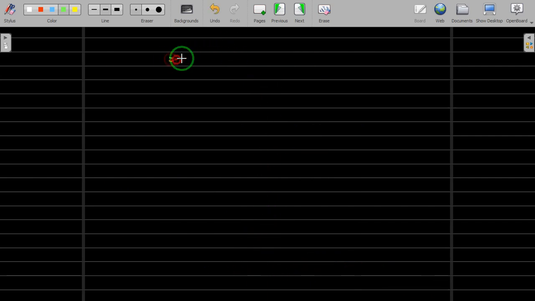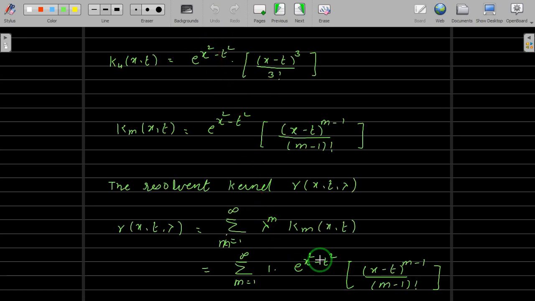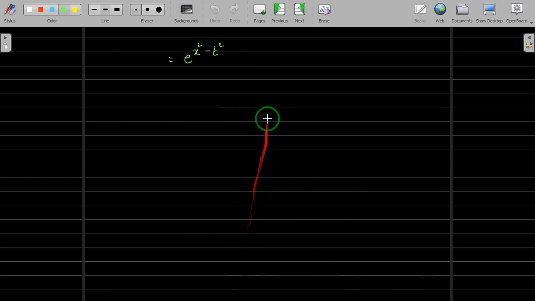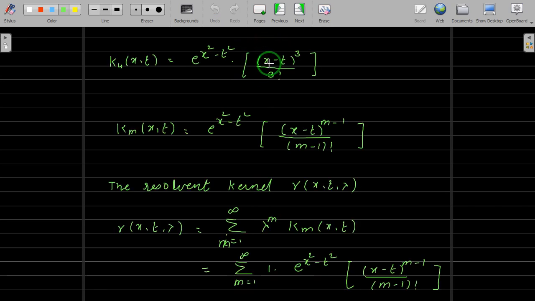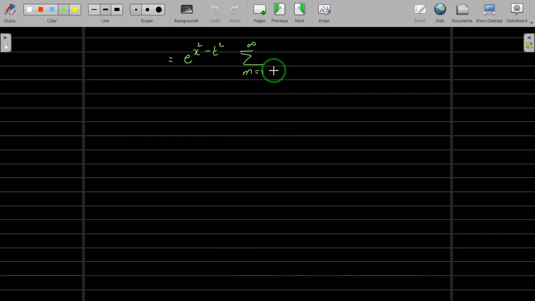So this e raised to x square minus t square is independent of the summation, you can take it outside the summation. So from here this term which is independent of summation m, you can take it outside, and then you can write summation m from 1 to infinity, (x minus t) whole raised to m minus 1 whole divided by (m minus 1) factorial.